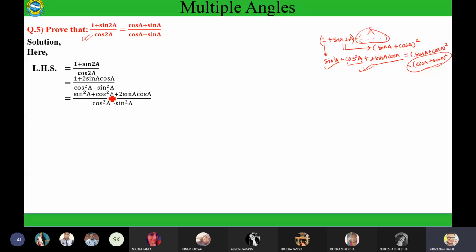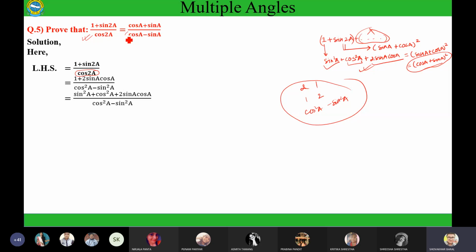So sin square a plus cos square a plus 2 sin a cos a upon, for the formula of cos 2a, as I said earlier there are three forms: one is cos square a minus sin square a, and the others. Now out of these three which one to use?